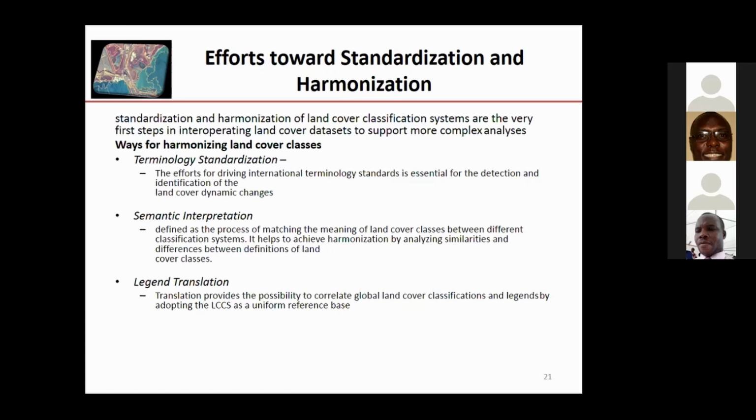So these organizations have defined terminologies, I would call them glossaries, sort of like. They have glossaries or thesauri to standardize the way land cover classes are defined.